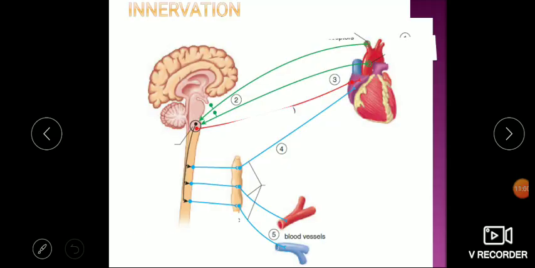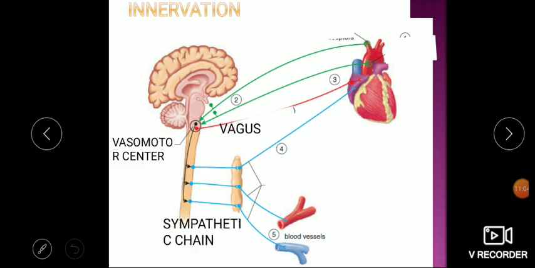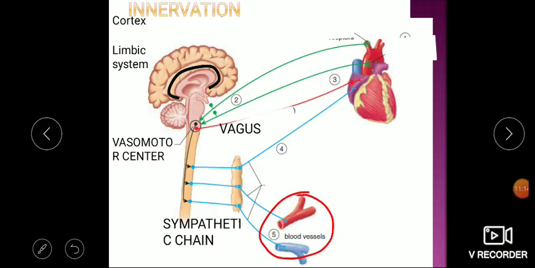Innervation we have already learned. From the vasomotor center, the sympathetic chain arises and supplies the blood vessel as well as the heart. The blood vessel has a poor parasympathetic supply. It is basically sympathetic dominant.